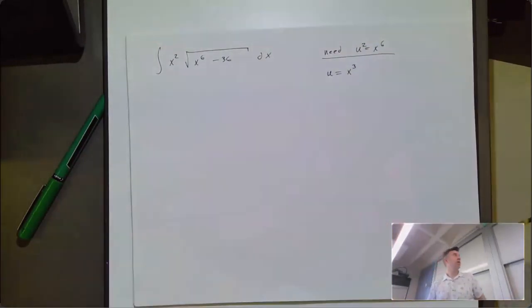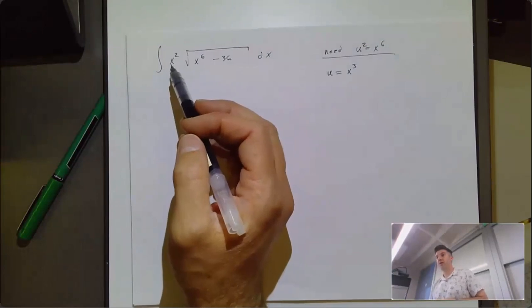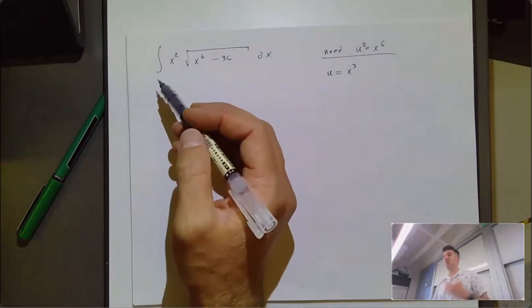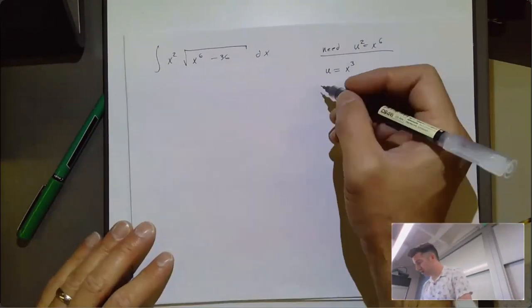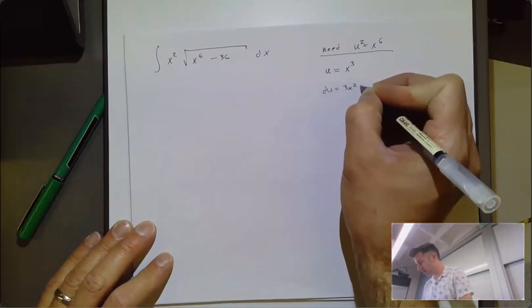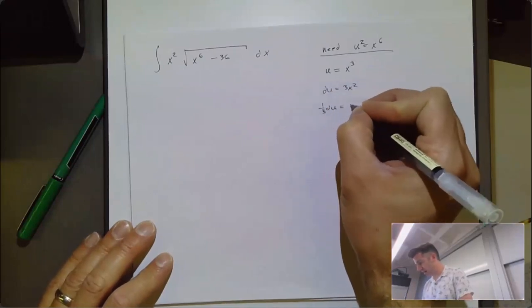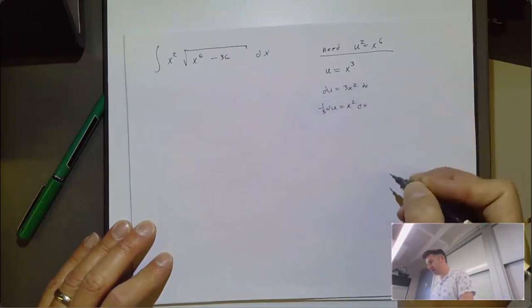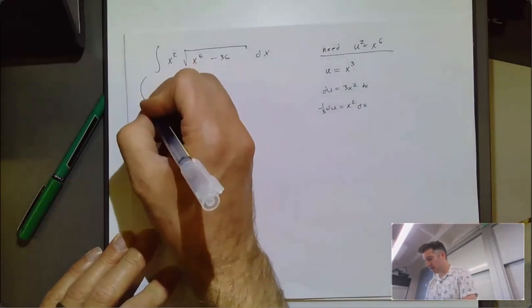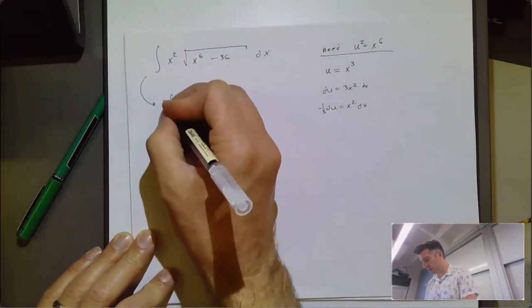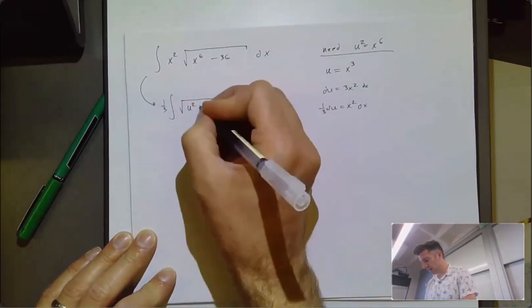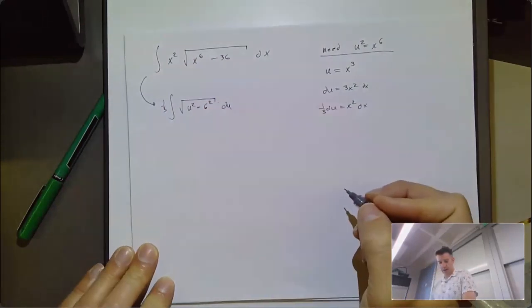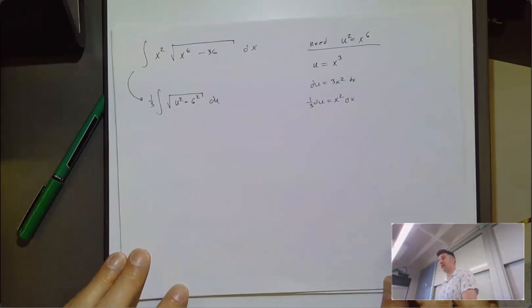Also, there's another clue that that's the right choice. If you've got an x squared there, then probably u being x cubed is logical because the derivative of x cubed is going to be 3x squared, and that's going to take care of that extra x squared out there. So our du is going to be 3x squared dx, and 1/3 du is going to be x squared dx. Forgot the dx. So we're going to rewrite this as the integral of 1/3 du times the square root of u squared minus 6 squared. And then looking at the tables, this is again formula number 21.